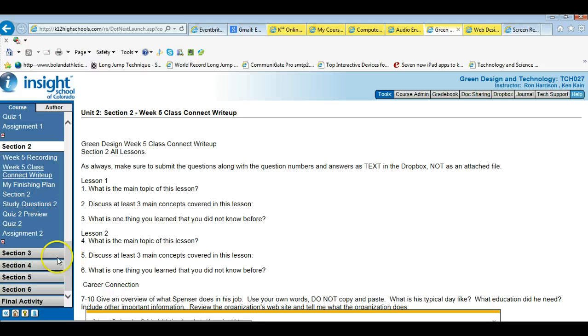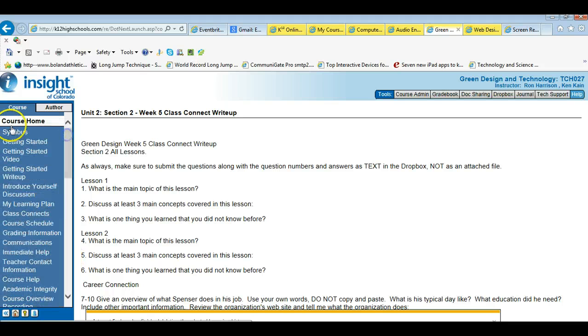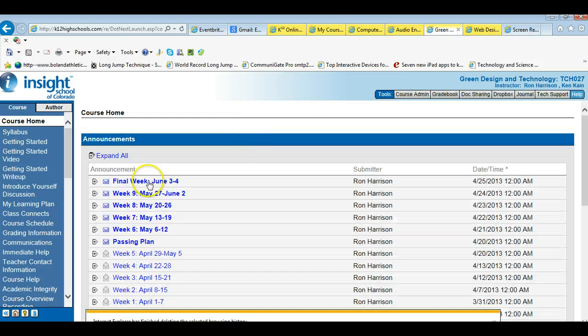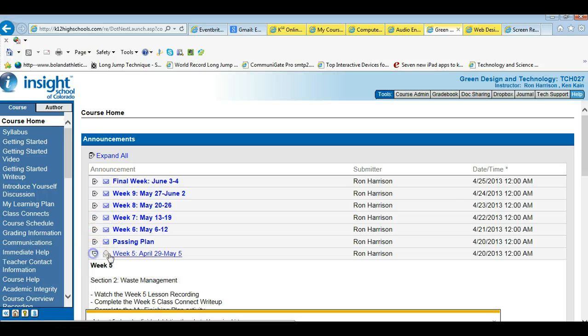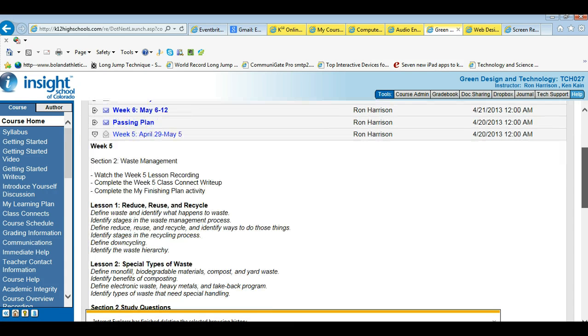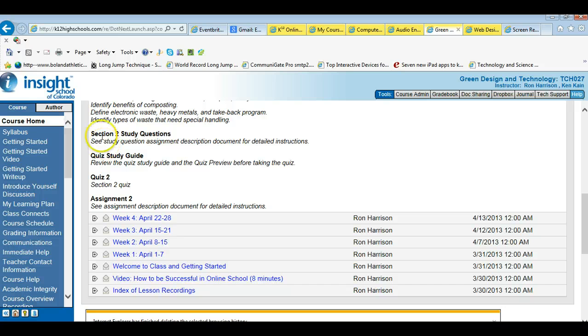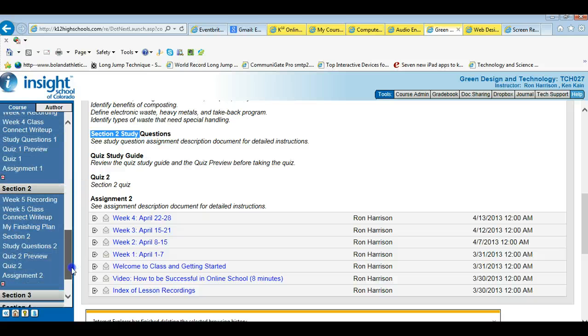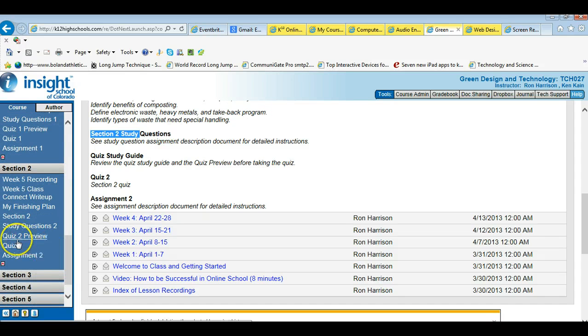I look forward to your work coming in, but if we go back up here to the course home, we'll take a look at week 5. Again, in week 5, you have the Class Connect write-up, the finishing plan that I showed you, the study questions, the quiz, and of course I have the quiz previews posted, and then the assignment. All these sections are very similar. There's the quiz preview, so you're all ready to go.